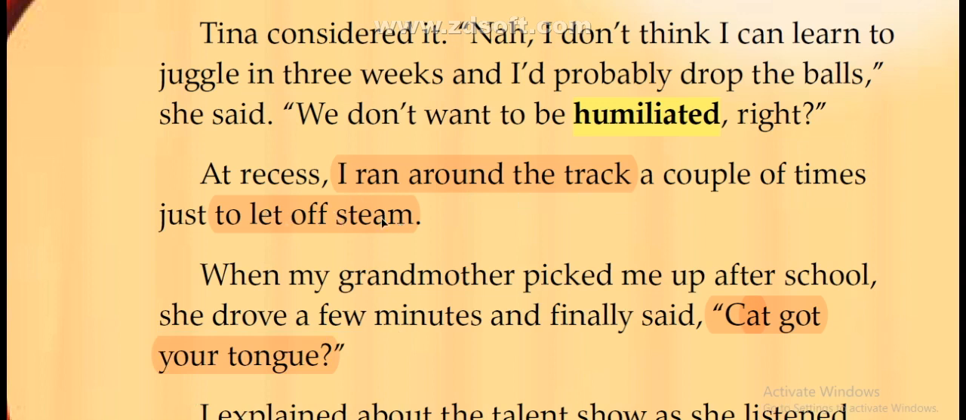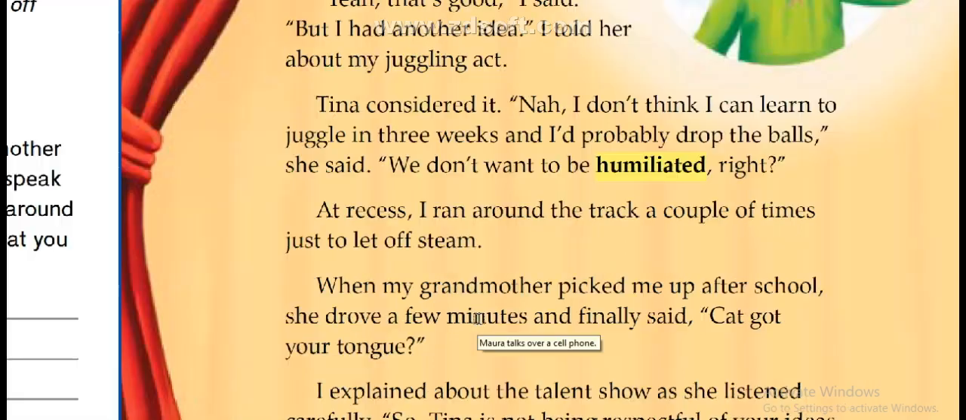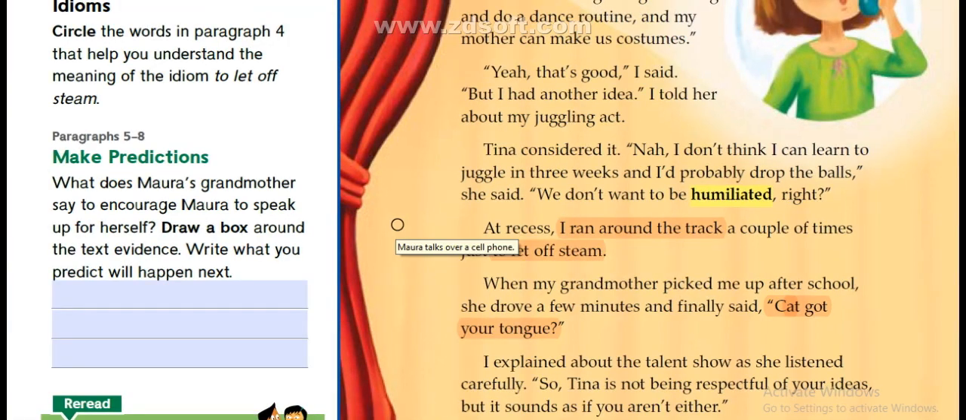What do you mean by to let off steam? To let off steam means to let anger get out of your body. If you're angry, you want to get rid of your anger, to remove the anger from your mind, from your body, from your thinking, from everything inside of you, to not feel angry anymore. So to not feel angry anymore, what did Mora do? Mora started running, right, in the field. So this is an idiom, and I'm going to explain idioms more next time.